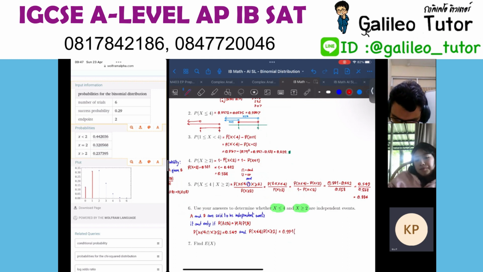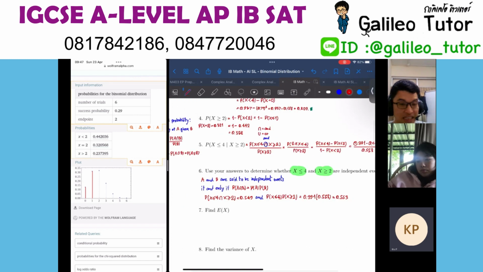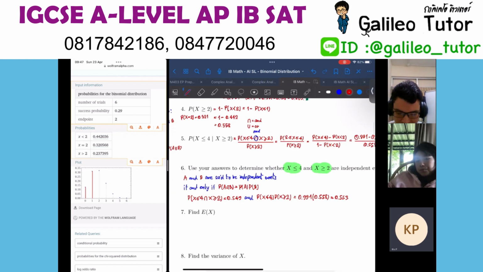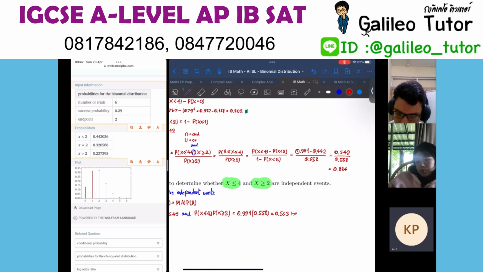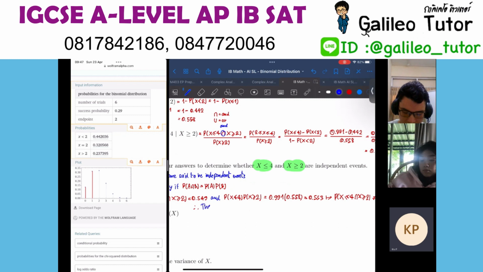The probability of x greater than or equal to 2 is going to be 0.558. Let's calculate this one. So it's going to be 0.991 times 0.558, right? So it's going to be 0.553. It's not equal. Okay, it's not equal. So we can see that the probability of x less than or equal to 4 and x greater than or equal to 2 is not equal to the probability of x less than or equal to 4 times the probability of x greater than or equal to 2. So they are not independent.